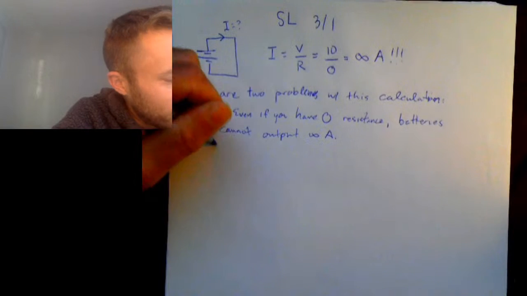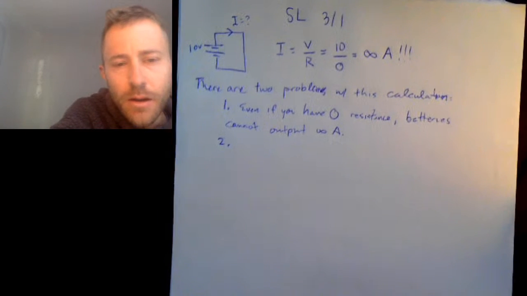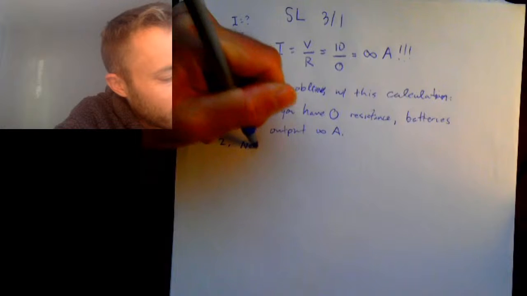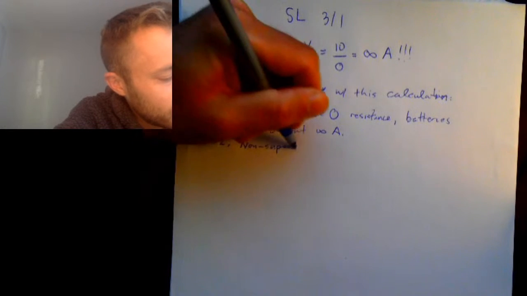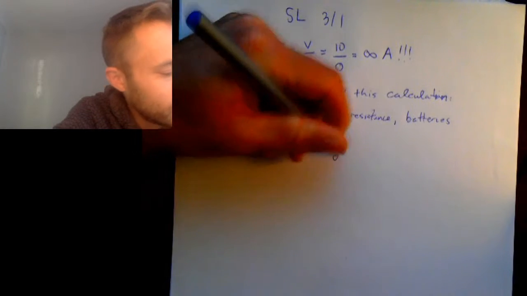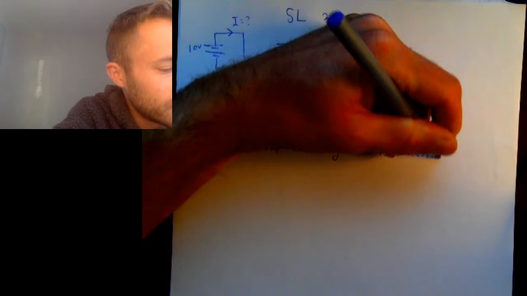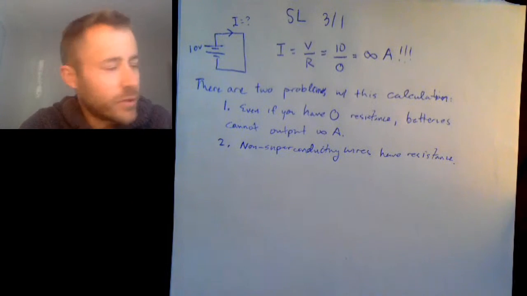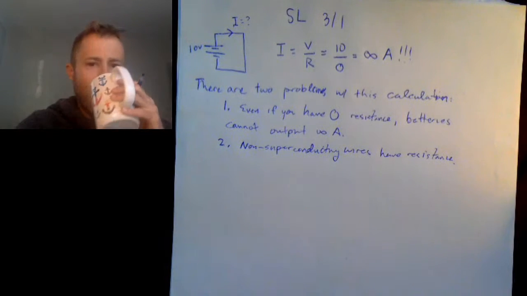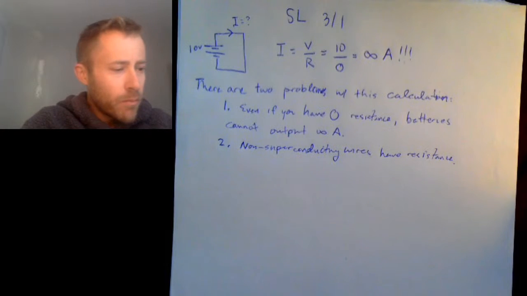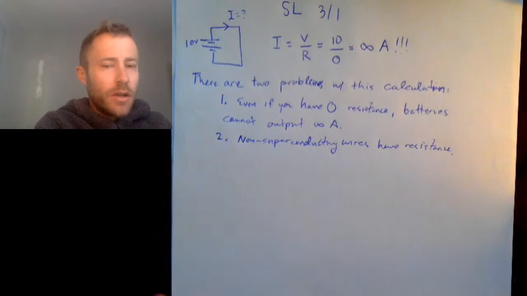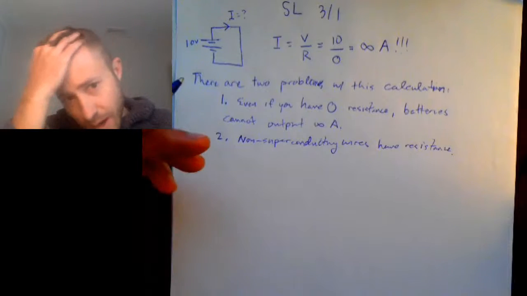But let me just mention the second problem, or the second issue, is that non-superconducting wires have resistance. Okay, it's a small amount of resistance, but they have resistance. Okay, so basically, and actually, even superconducting wires have resistance.